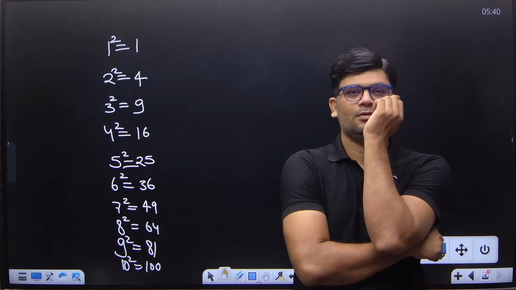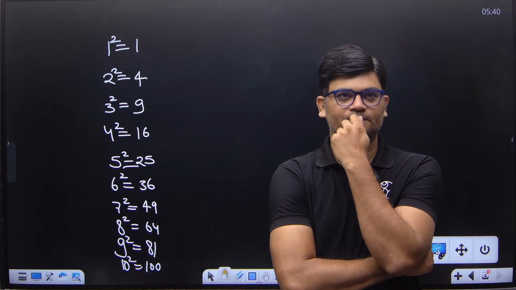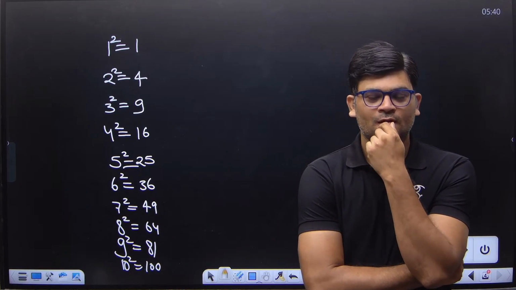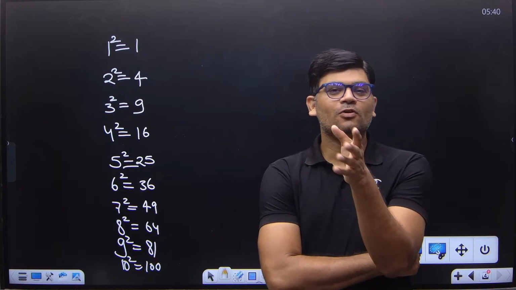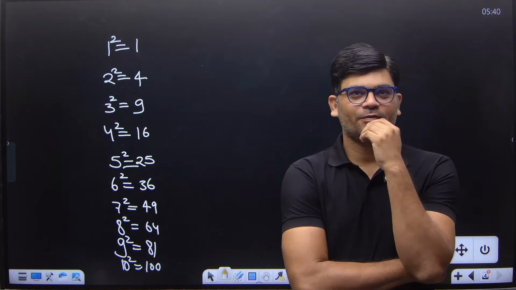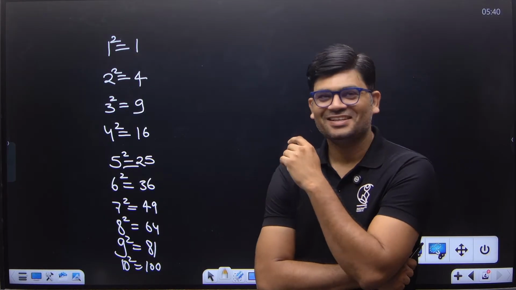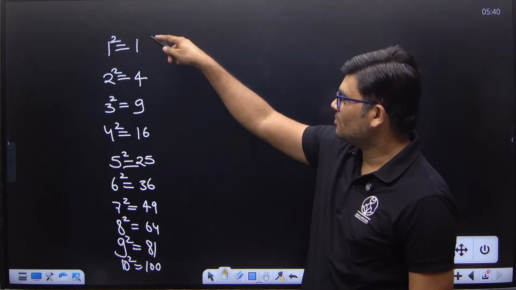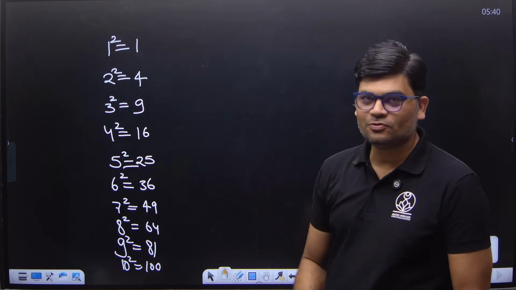But they stopped at 10 square. No, we will go up to 50. Don't worry. We will go up to 50. Okay. So can you find the difference between the first two numbers?